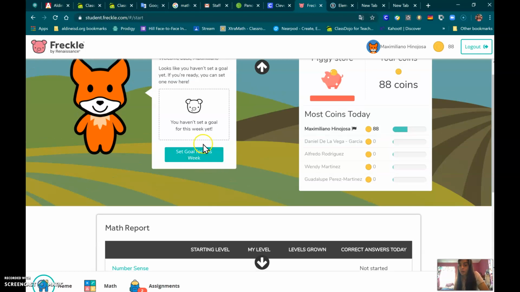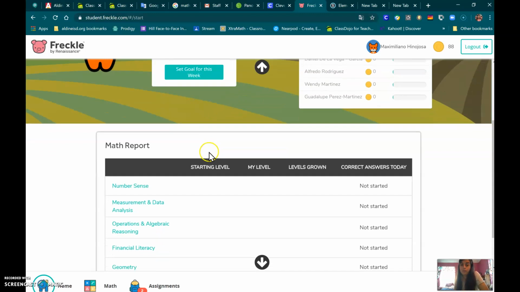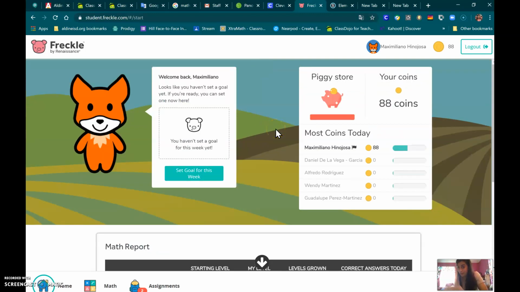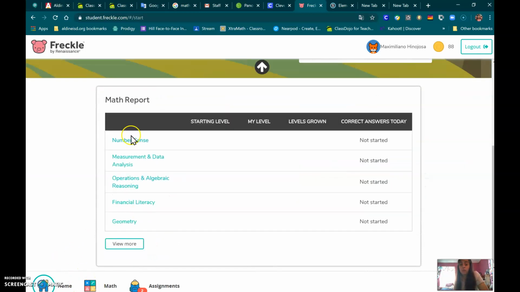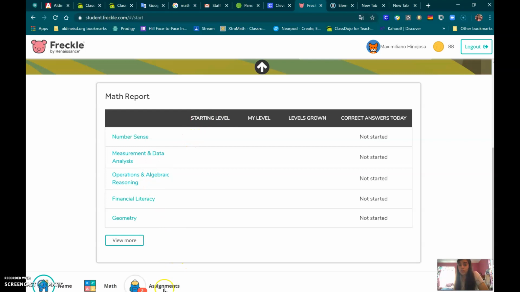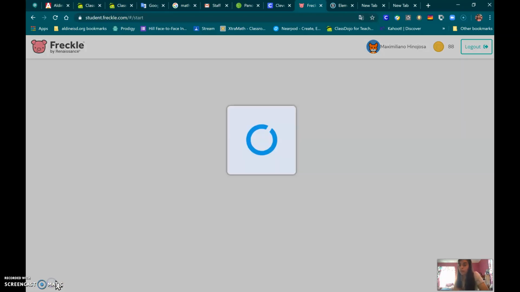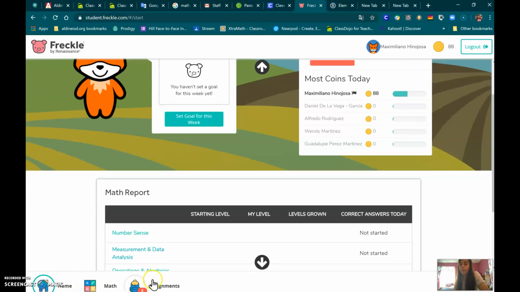Set your goal so you can decide how many coins you want to earn. So you can do your own goal. You already see you got 88 coins in 1 week. Imagine if you multiply times 5 if you do it every day. It gives you the things you can do, how you can grow. Your assignments, you can work on it, but right now if you just want to work around and manage yourself, you can. But I'm going to put the assignments as a requirement during the second week. Right now I'm just letting you explore.